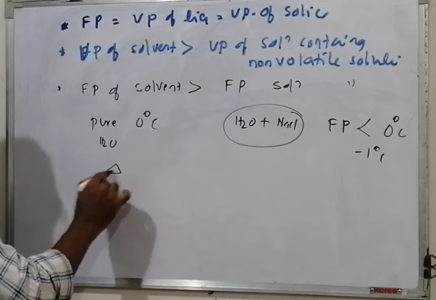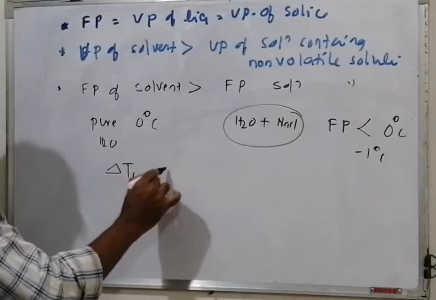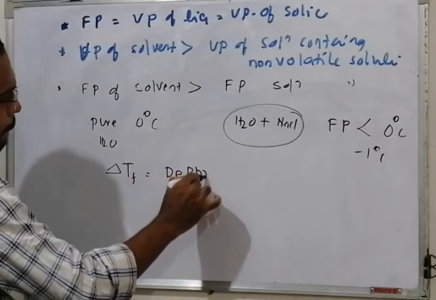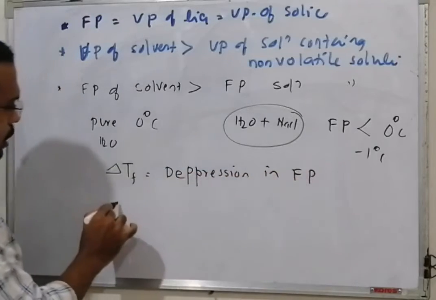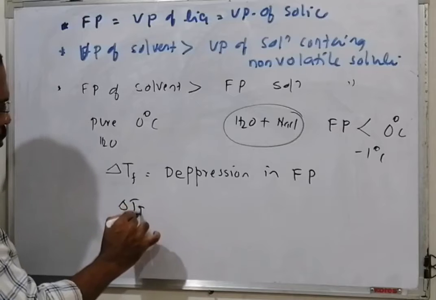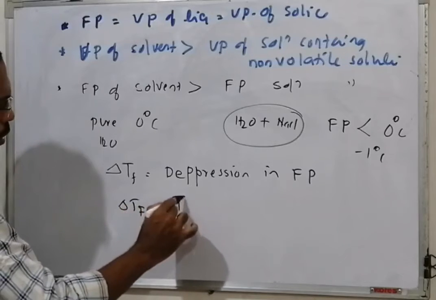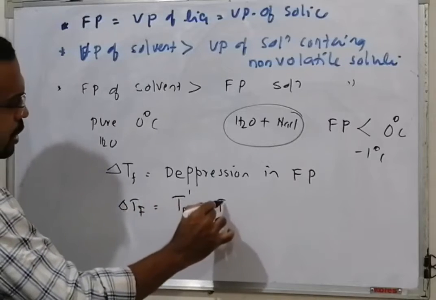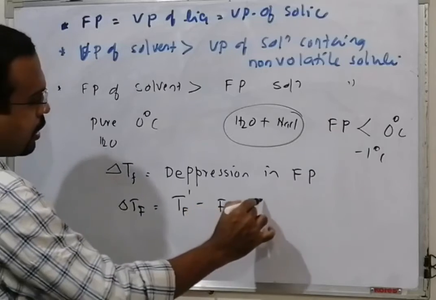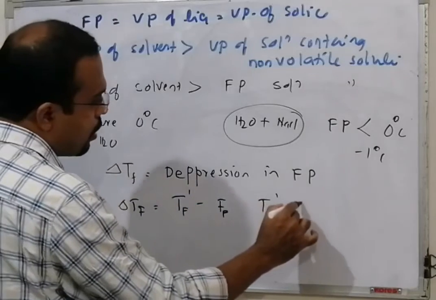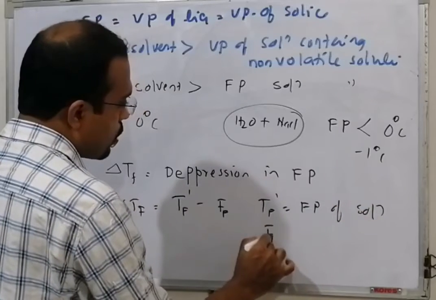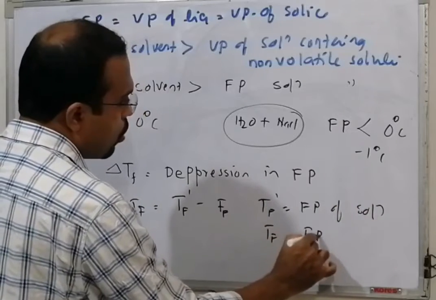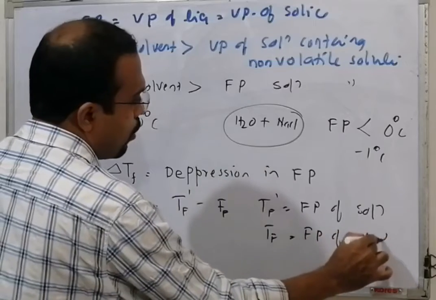Therefore, delta Tf, that is the depression in freezing point, is equal to Tf dash minus Tf. What is Tf dash? Tf dash is called the freezing point of the solution. Tf is equal to the freezing point of the pure solvent.